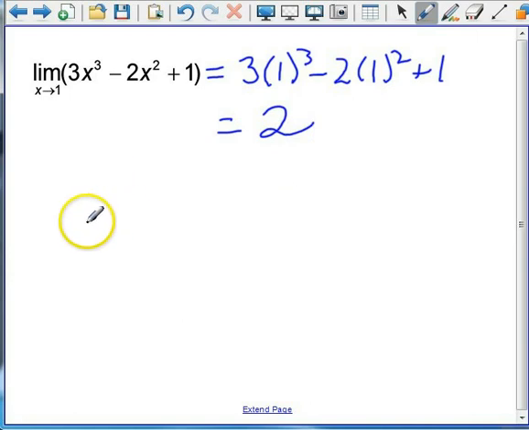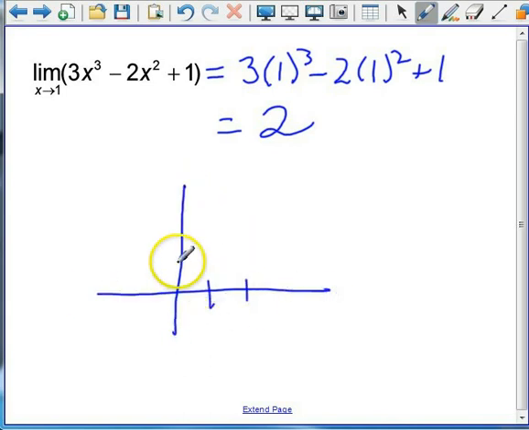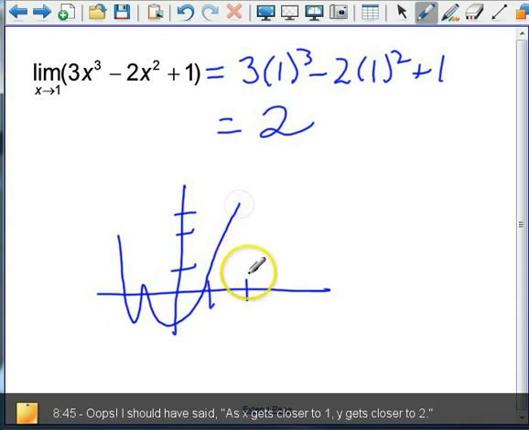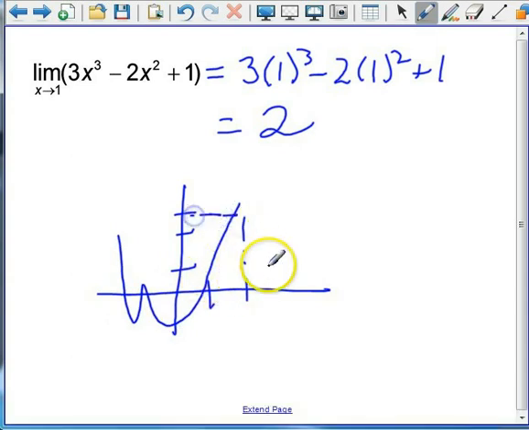And if we graphed it, we would find that as x got closer and closer to 2 on the graph, y would get closer and closer to 3. So we love polynomials because all we have to do is just plug the c value directly in, and we get out our L value.